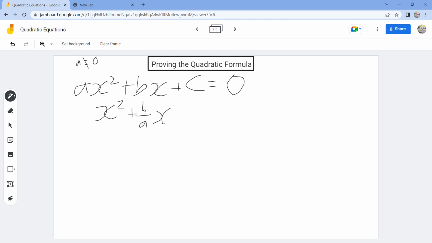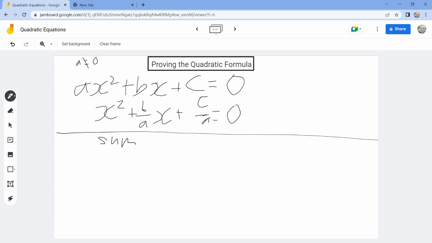Wait, just wait a second, guys. Before we divide, we haven't decided the sum yet. Sorry, guys. So we have to divide, but a cannot be equal to 0, okay? We're sure about that, now we can divide. x squared plus b over a x plus c over a equals 0. 0 over a is just basically 0, okay? You can put 0 at the numerator, but not at the denominator.